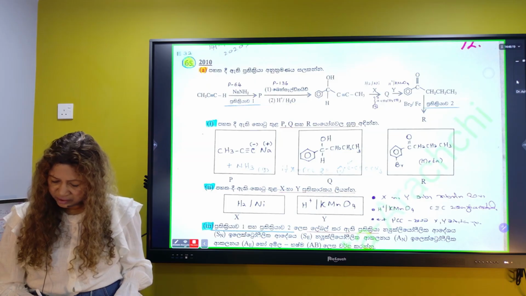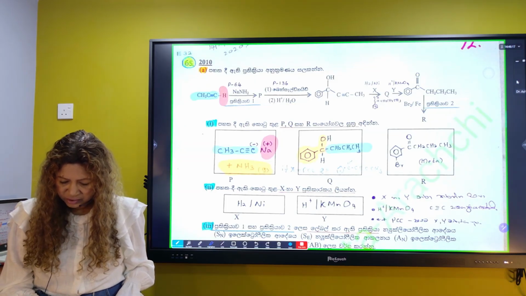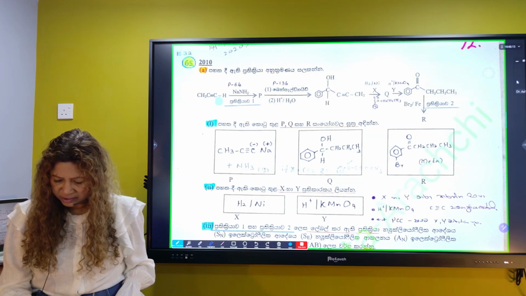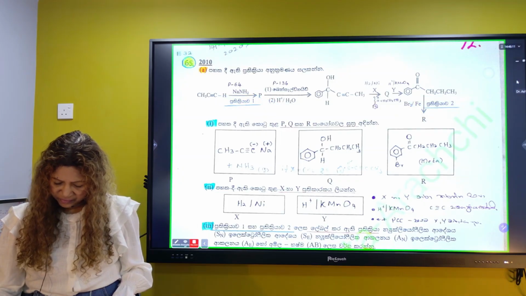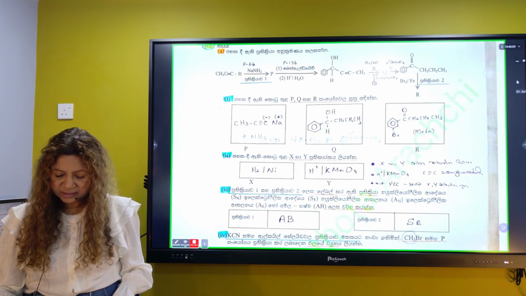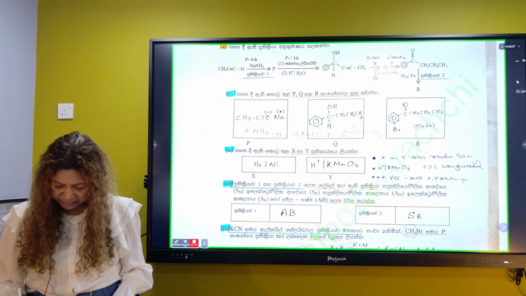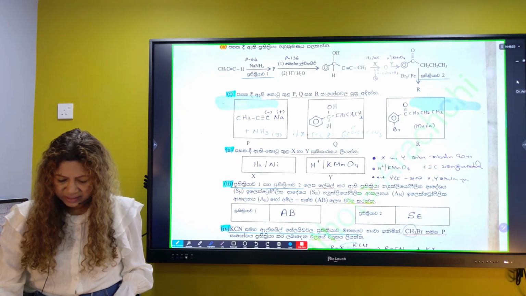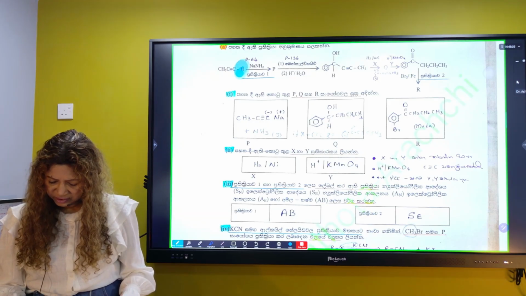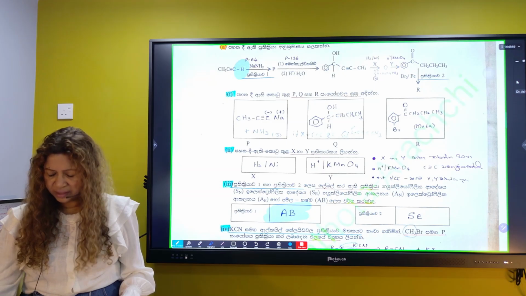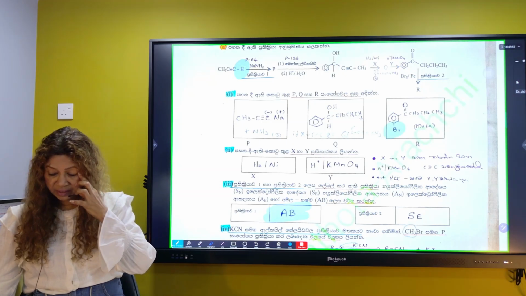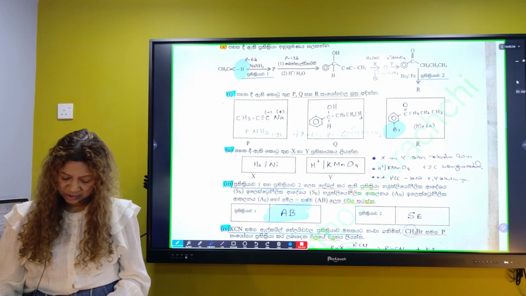And the reactions, these two reactions, reaction 1 and reaction 2. Reaction 1 is an acid-base reaction, because here the sodamide is acting as the base, and we have this acidic hydrogen here. So this is acid-base. And the last reaction is the substitution of bromine, so it's electrophilic substitution.